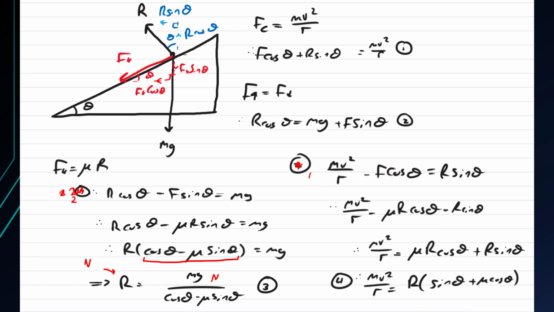So mv squared over r, if we take away F cos theta from both sides, we get mv squared over r minus F cos theta equals R sine theta. Again, we know that F equals mu R. So mv squared over r minus mu R cos theta equals R sine theta. So adding mu R cos theta to both, we get mv squared over r equals mu R cos theta plus R sine theta. So mv squared over r equals R times sine theta plus mu cos theta. So we're slowly making our way to the proof.